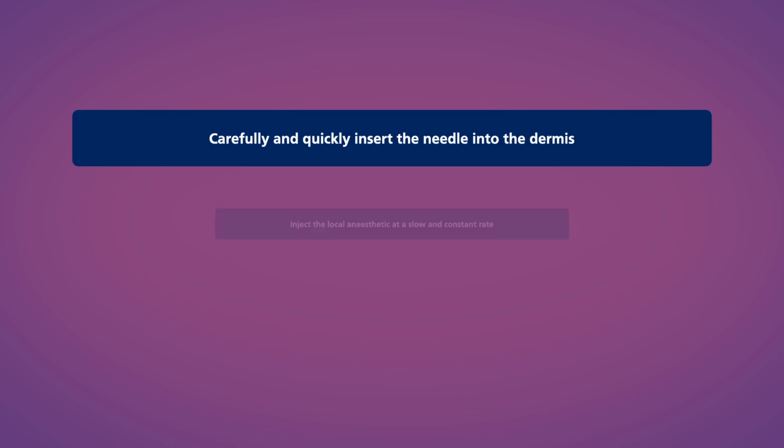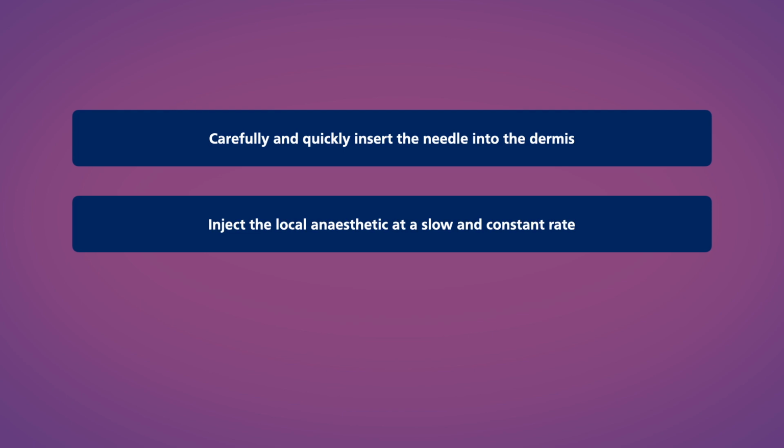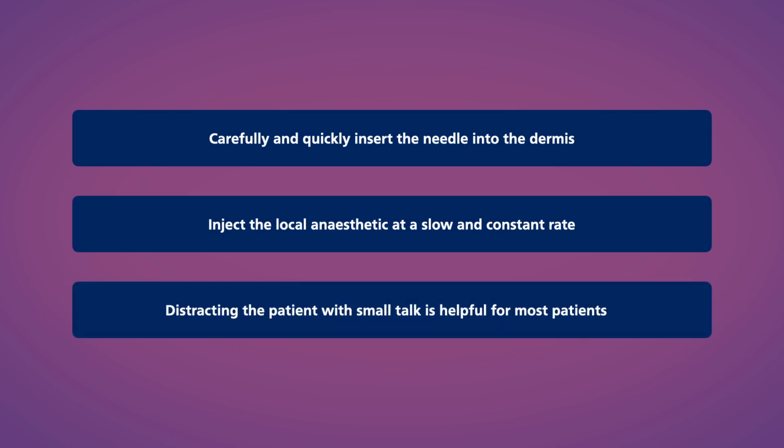2. You should inject the local anaesthetic at a slow and constant rate. In general, the slower you inject the local anaesthetic, the more comfortable it would be for your patient. And 3. Distracting the patient with small talk is helpful for most patients.